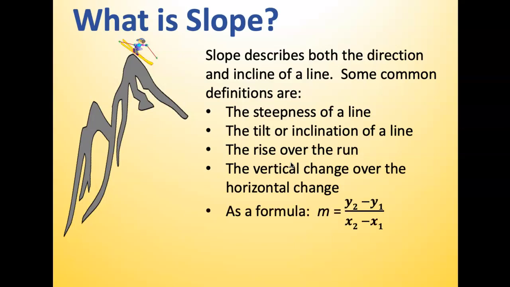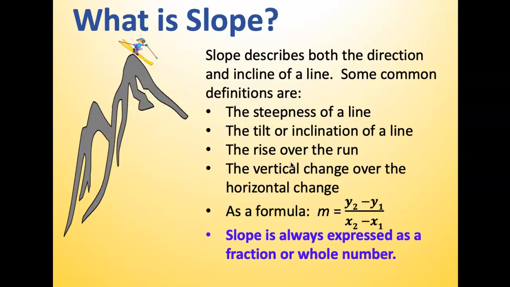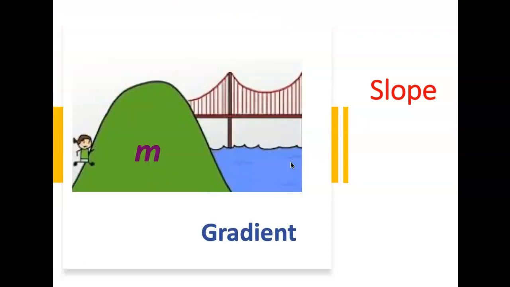It is also represented by the slope formula: m is equal to y sub 2 minus y sub 1 divided by x sub 2 minus x sub 1. So if you calculate the slope, it can be expressed as a fraction or a whole number. Slope has different names. It is popularly known as slope, but you may hear the word gradient, and in math formulas, slope is always represented by the letter m. So whenever we calculate the slope, you will use the letter m.